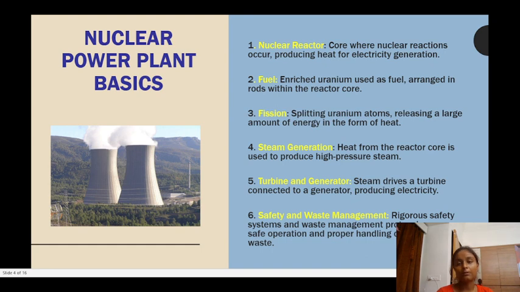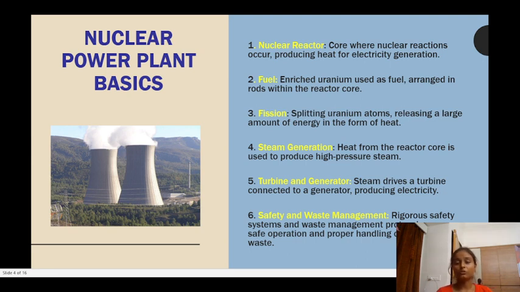So, the nuclear power plant consists of a nuclear reactor, the core area where the nuclear reactions occur, producing heat for the electricity generation. Next comes the most important thing, the fuel. Enriched uranium is used as a fuel arranged in rods within the reactor core. So, there are uranium rods arranged inside the nuclear reactor, which is basically the fuel for the fission reaction.